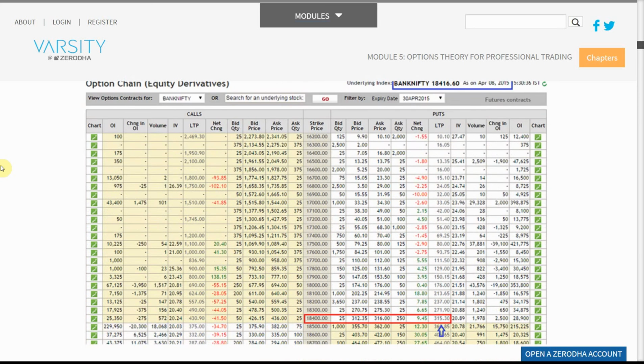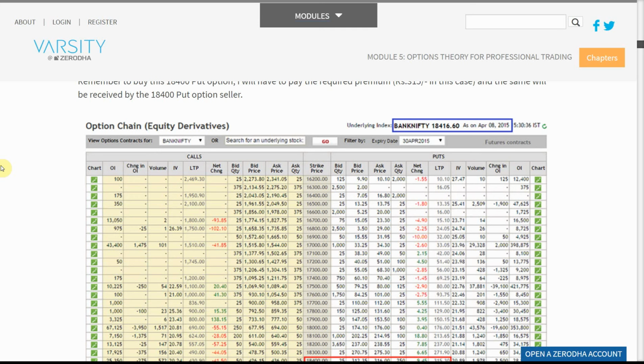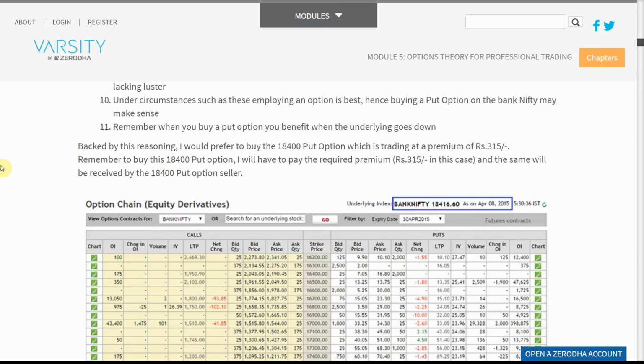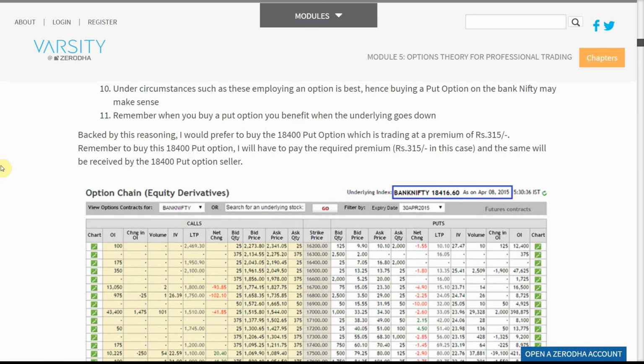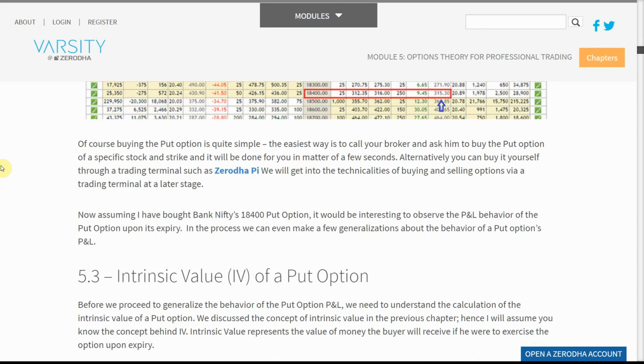Of course, buying the put option is quite simple. The easiest way is to call your broker and ask him to buy the put option of a specific stock and strike, and it will be done for you in a matter of a few seconds. Alternatively, you can buy it yourself through a trading terminal such as Zerodha Pi. We will get into the technicalities of buying and selling options via a trading terminal at a later stage.